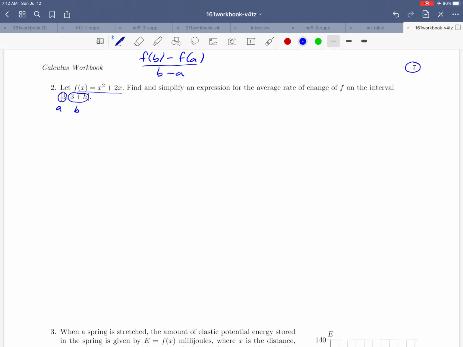If we write down our formula, it's going to look like f of b, which is 3 plus h, minus f of a, which is f of 3, over b minus a, that's going to be 3 plus h minus 3. There's our starting point. Notice that we really just used this formula with the a and the b that we were given. Let's see what happens if we calculate this. I'm going to first notice that in the denominator, those 3's cancel.